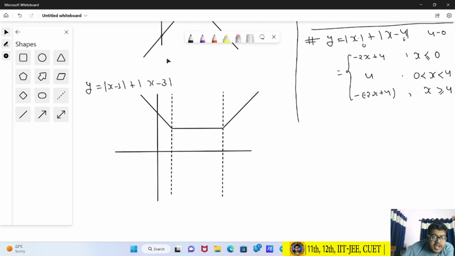So these are 1 and 3. Okay, this is 1 and this is 3. Now we find this. Take a value less than 1, so take 0, x equal to 0, so it comes 0.